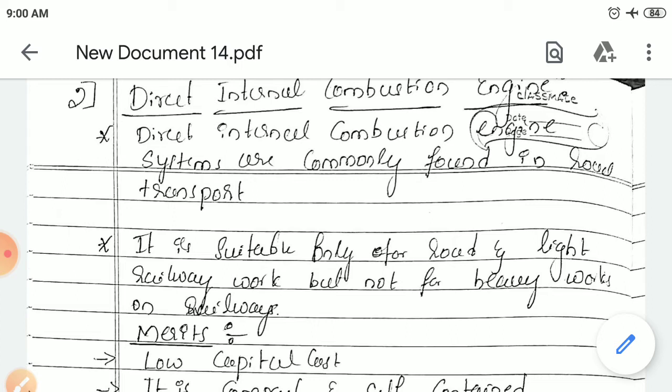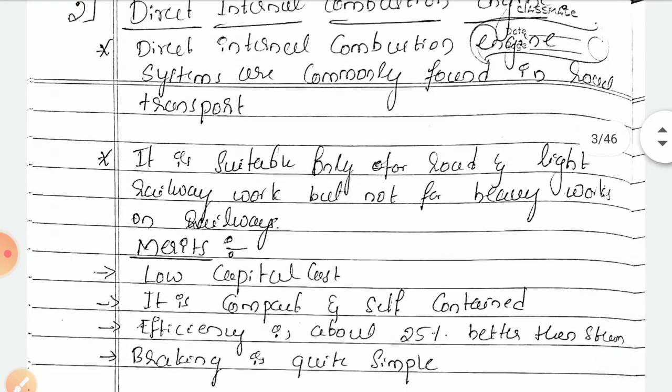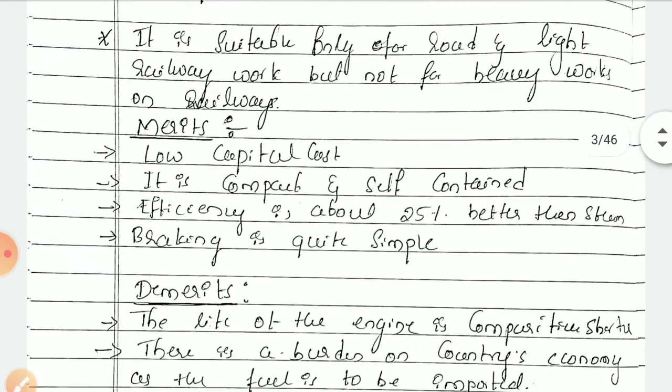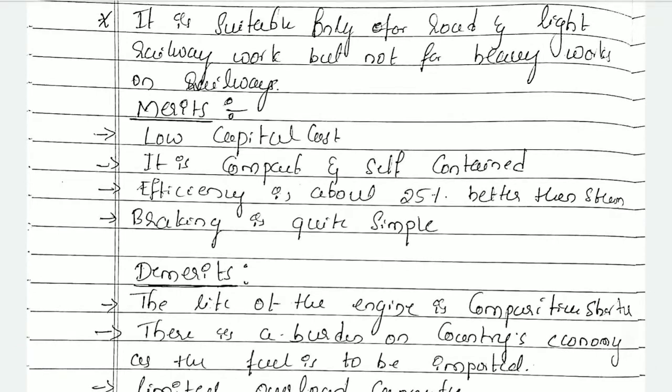So this direct IC engine system is suitable for road transport and for light railway systems, but not for heavy work on the railways. So this is the direct IC engine system, or internal combustion system. There are some merits for this also.